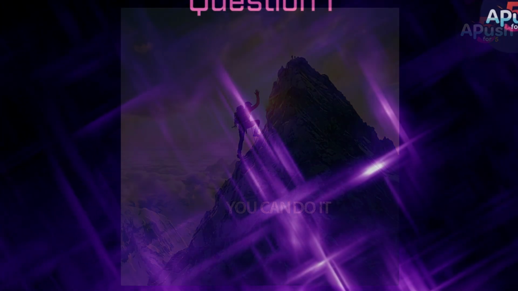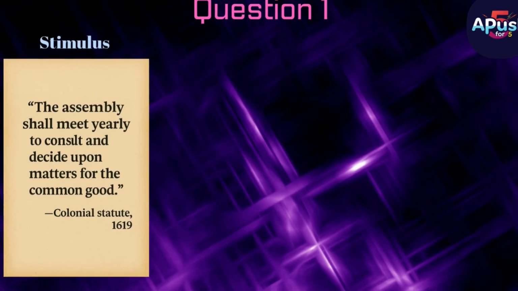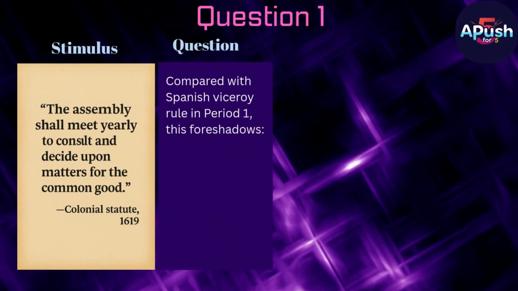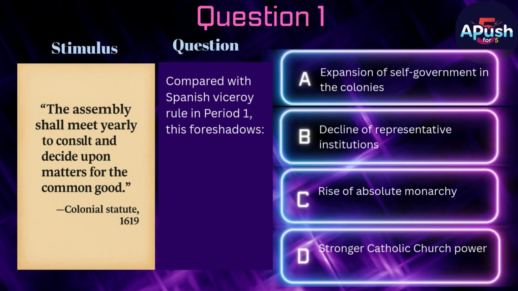Question 1. Stimulus. See the image. Question. Compared with Spanish Viceroy rule in Period 1, this foreshadows: A. Expansion of self-government in the colonies. B. Decline of representative institutions. C. Rise of absolute monarchy. D. Stronger Catholic Church power.